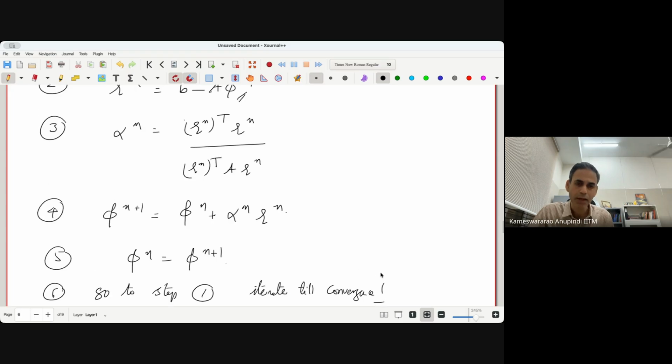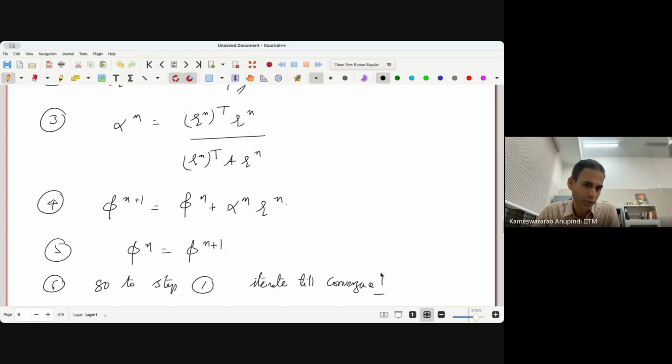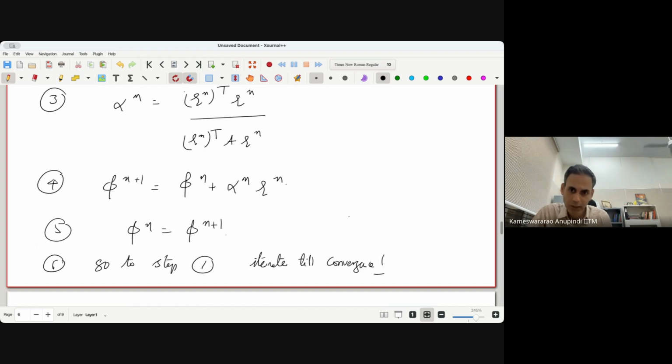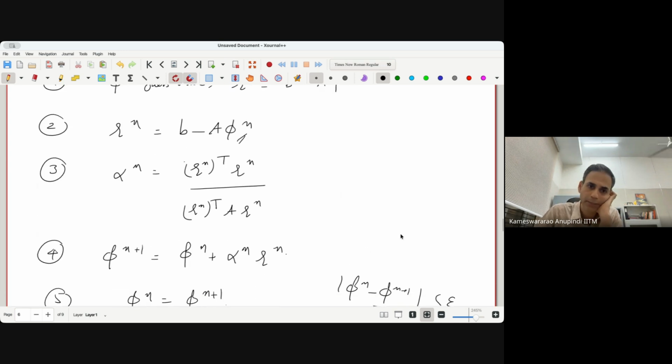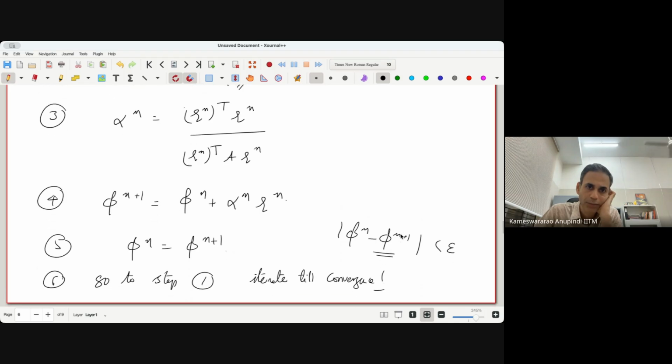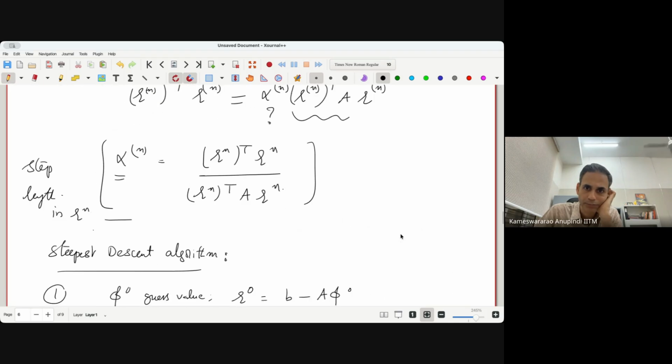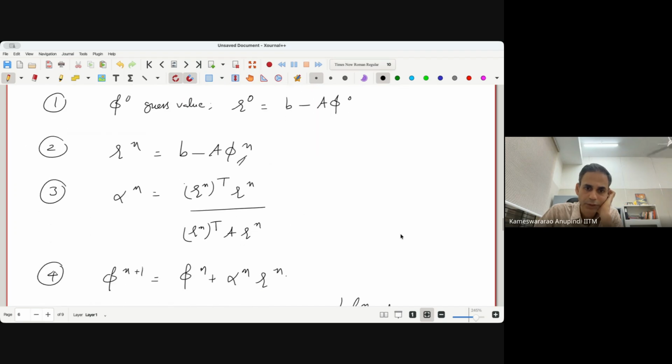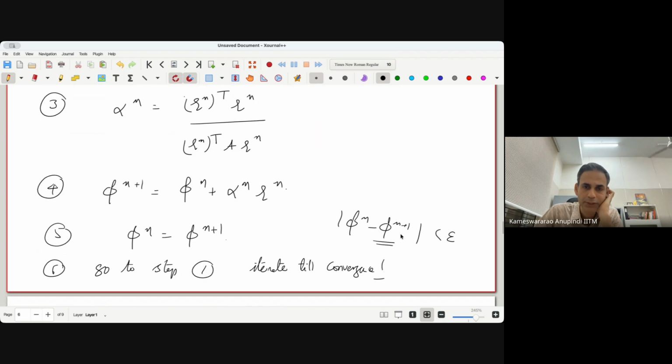Then it will converge, and we get a solution. If phi n and phi n minus 1 differ by less than some tolerance in some norm, then we say that we have converged. So that is the beautiful steepest descent algorithm, which is very nice. Any questions so far?